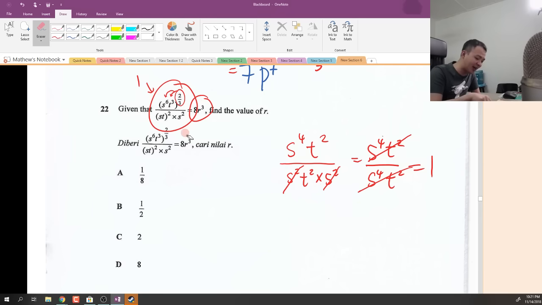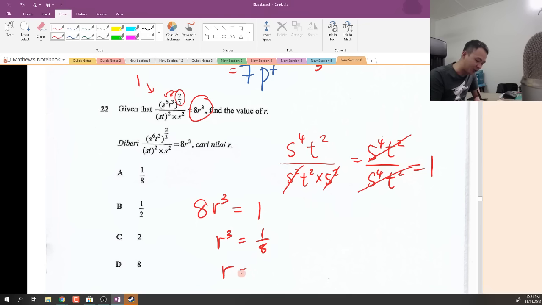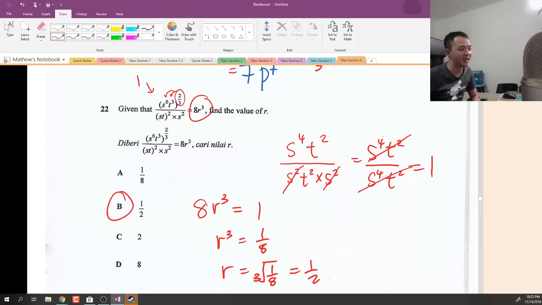So this one, 8r cubed. How to get 1? I want to get 1, isn't it? So r cubed will equal 1 over 8. R will equal the cube root of 1 over 8. So R equals 1 over 2. So the answer will be B.